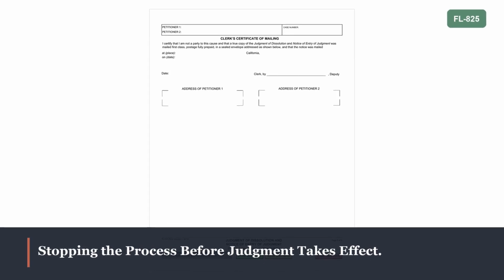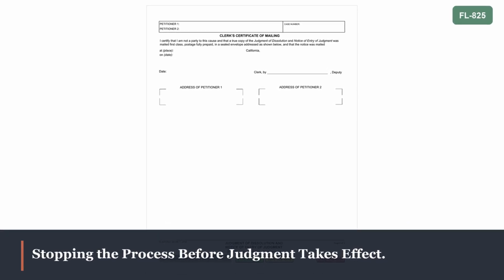Stopping the process before judgment takes effect, either spouse or domestic partner can stop a summary dissolution any time before the effective date in Item 1A by filing Form FL-830, Notice of Revocation of Petition for Summary Dissolution, with the Superior Court Clerk and mailing a copy to the other party. Filing FL-830 cancels the entire proceeding, including the property settlement agreement. Once the effective date has passed, FL-830 can no longer stop the dissolution. At that point, other legal options may exist, but you would need to talk to a family law attorney about them rather than relying on the revocation form.